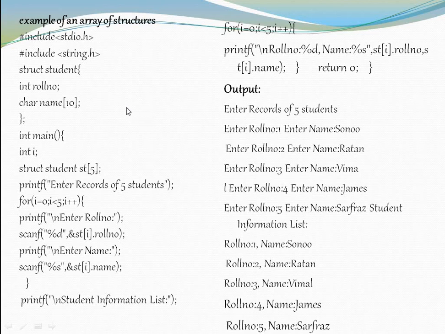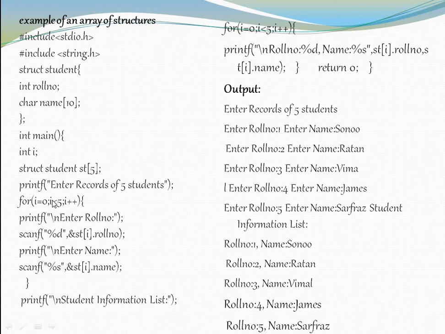See this example to understand it clearly. Hash include stdio.h, hash include string.h. Here one structure has been defined: struct student with roll number and student name. Next, inside the main function we declare a variable i, and the structure variable is declared with the struct keyword, struct student, as an array of 5 structures. So we are going to get the details of 5 students, and each structure is going to hold the record about one particular student. That is an array of structures.